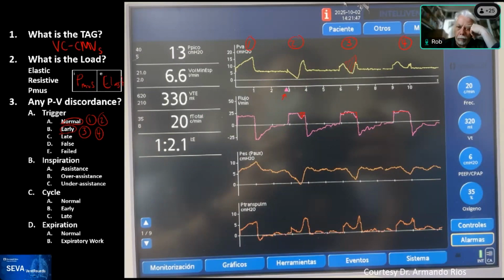All righty. Now, normally we would say there's not much to see after that. You recognize that the rule of discordance is that we treat the first one we see. So you would need to treat this. But I thought that this was interesting too, because we rarely have an esophageal balloon with PMUS and looking at the work shifting context. So for a couple of seconds, we recognize that this is an early trigger, and you would treat the early trigger.